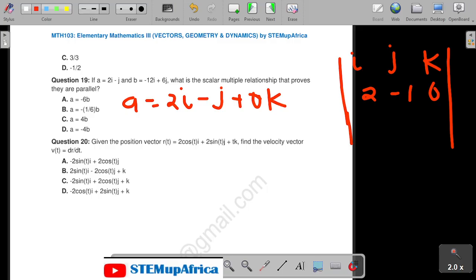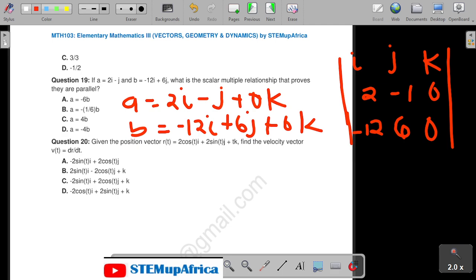Then for B, you do the same thing. For B, we also add 0 to the K, because there's no K given to us in that question. So for B, I'm going to have minus 12I plus 6J plus 0K. Let's put it in the matrix and see what we are going to have. We're going to have minus 12, 6, and 0.